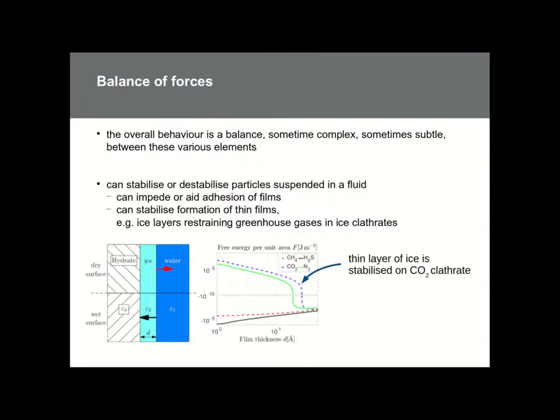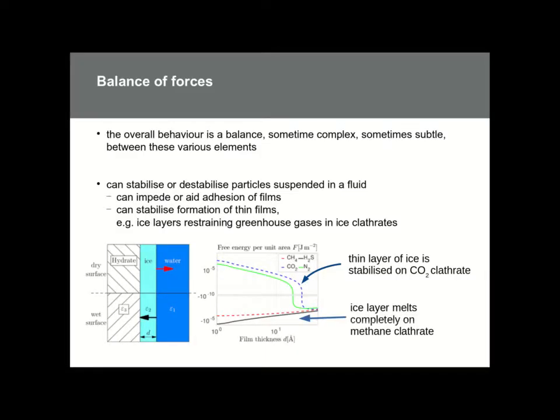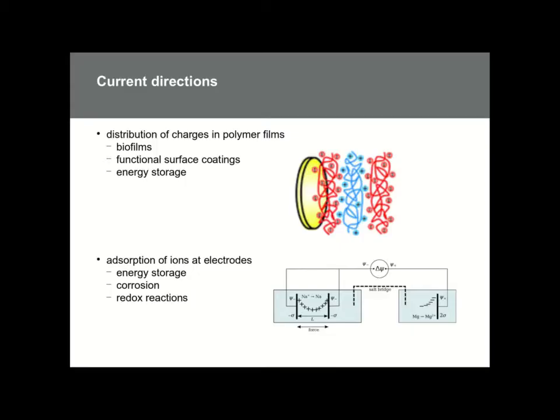What we've seen from the theory is that a thin layer of ice is stabilized around carbon dioxide clathrates, which will tend to seal the gas molecules in. Around methane clathrates, though, the ice layer is completely melted, which raises the risk that the methane will escape into the atmosphere. Some current directions which I'm looking at is the distribution of charges in polymer films.